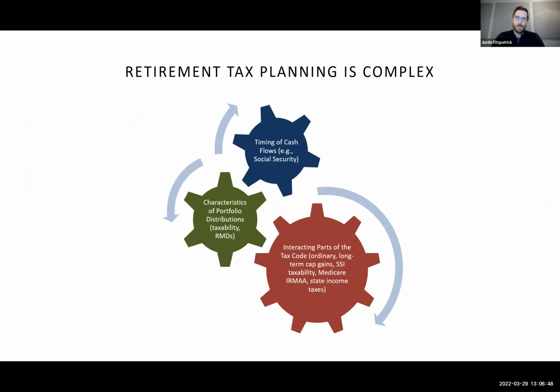As I mentioned, it's extremely complex, and I considered making an incredible flow chart showing which things affect other things, but it's almost too hard to do and visualize. So what you see here is just a little bit of what goes on in tax planning. So we need to understand the timing of cash flows, for example, Social Security, pensions, when do they start, and so on.